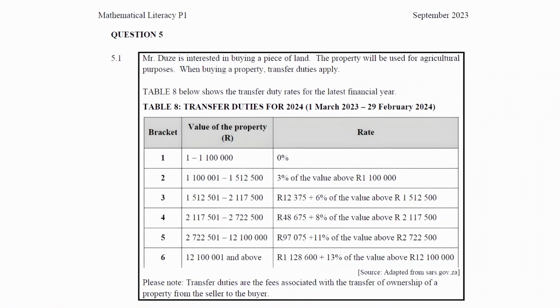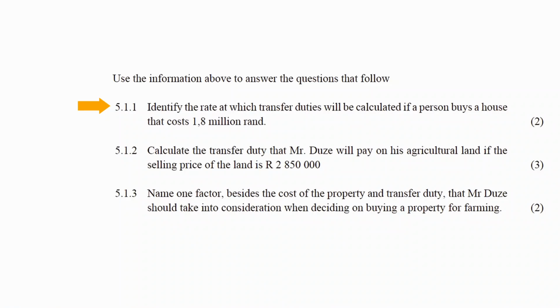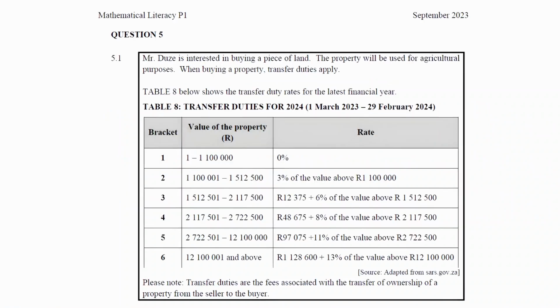We have to use the information in Table 8 to answer the questions that follow. In question 5.1.1, you have to identify the rate at which the transfer duties will be calculated if a person buys a house that costs 1.8 million rand.